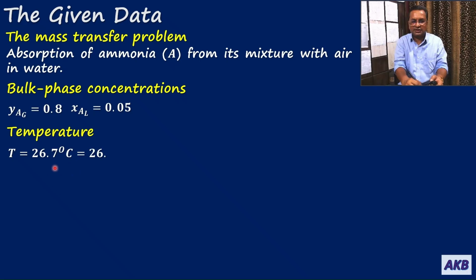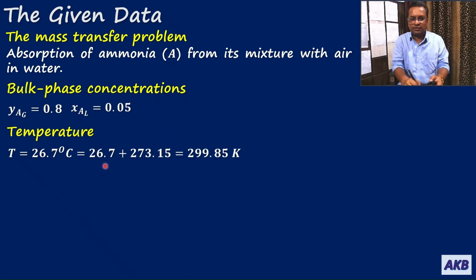Temperature is 26.7 degrees Celsius, which is 26.7 plus 273.15, which is 299.85 Kelvin. We don't need temperature in our calculations, but I am listing what is given to us. Then pressure is also given to us.